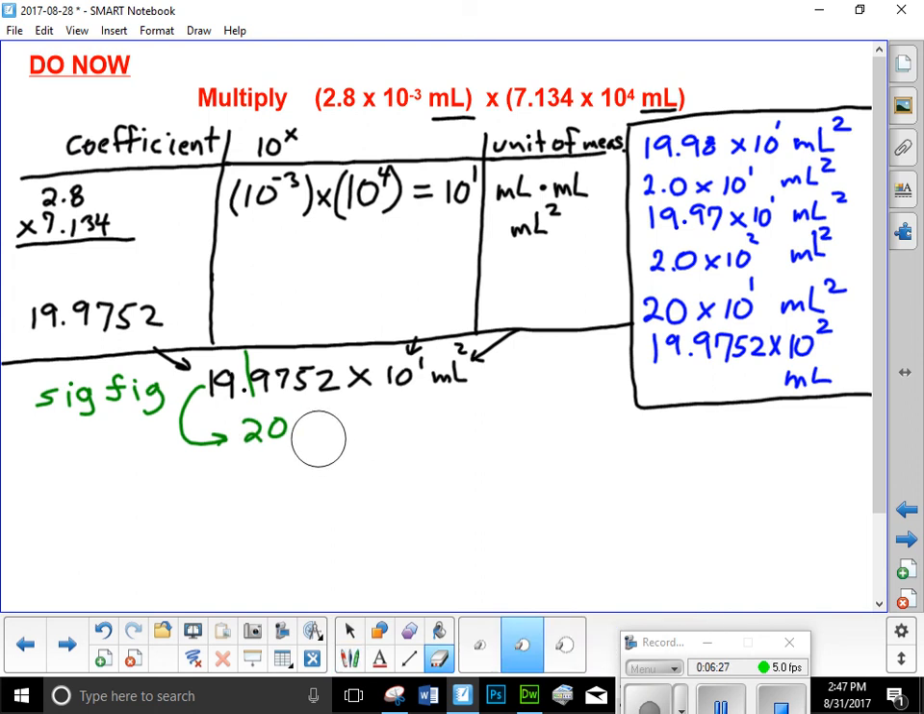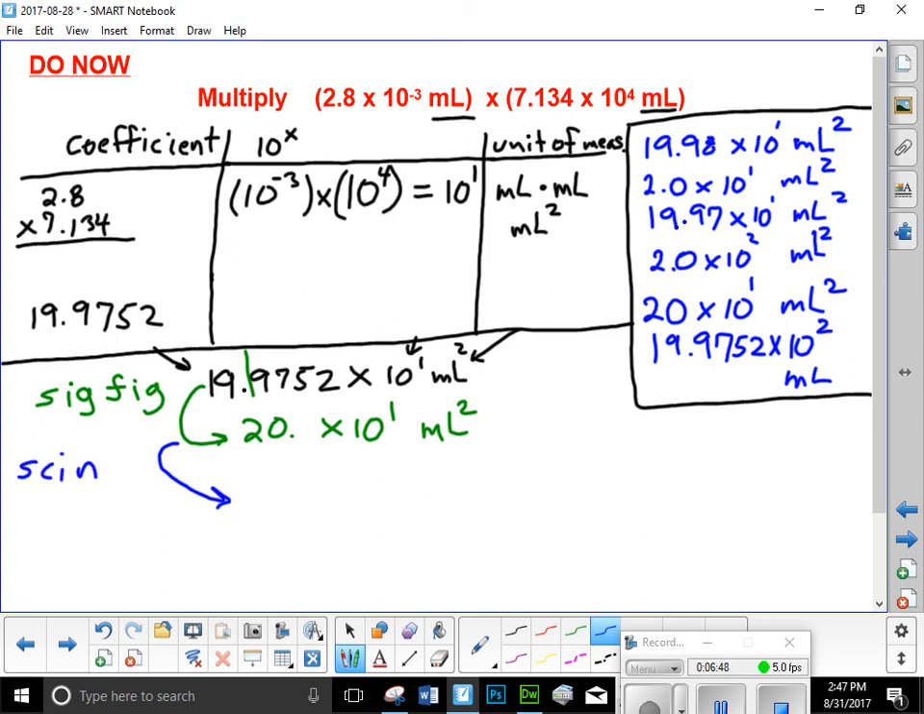20 with a decimal. All right, and times, and we got our 10 to the 1, and we got our mils squared. And now we're going to adjust for, what do we need to fix up? Look at the scientific notation. Isn't this nice? Isn't it really, really clear?